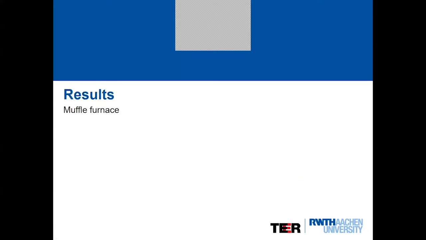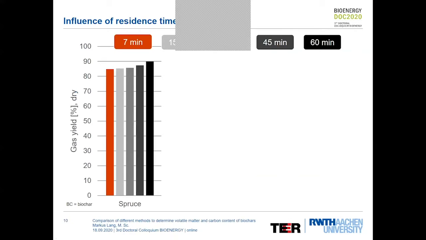So now we go over to the results of the muffle furnace, as it's the standard determination method. There we also looked at different influences. On the one hand, the residence time. We put 10 samples of spruce wood in the muffle furnace and took 2 of them out after 7 minutes, another 2 after 15, and so on. You can see that with an increasing residence time, the gas yield is increasing, which is not very surprising.